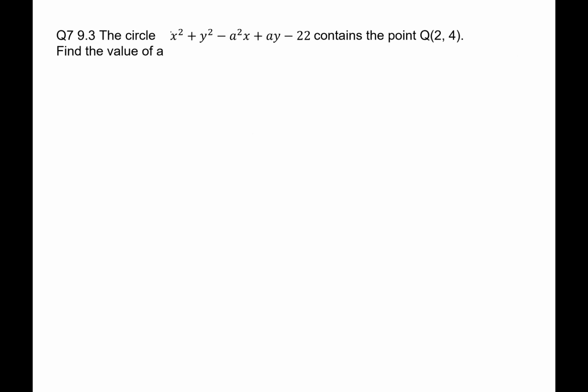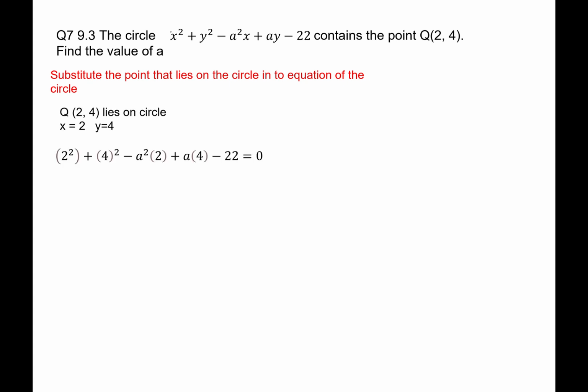Let's try another example. This is question 7 on exercise 9.3. We're given the circle x squared plus y squared minus a squared x plus ay minus 22, and we're told that it contains the point (2, 4) and asked to find the value of a. We know that if our circle contains the point (2, 4), when we substitute in (2, 4) into our equation of the circle, our equation will equal 0.